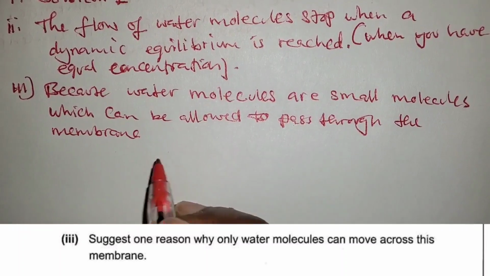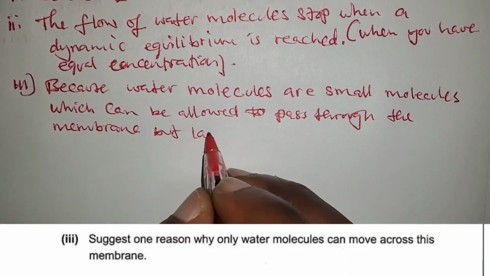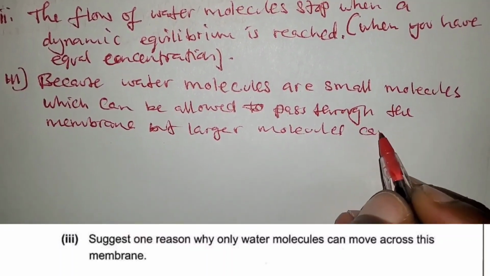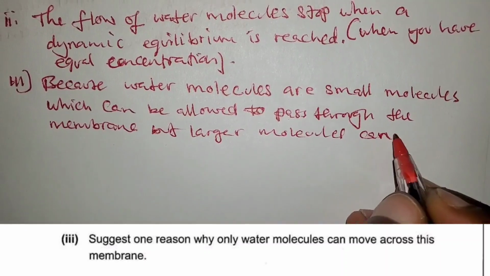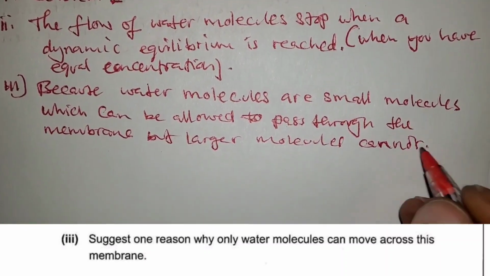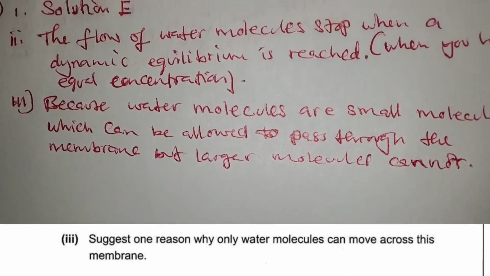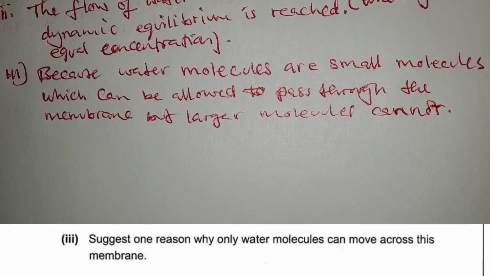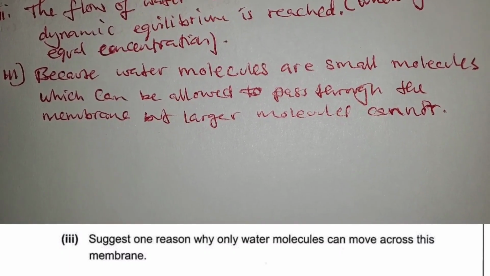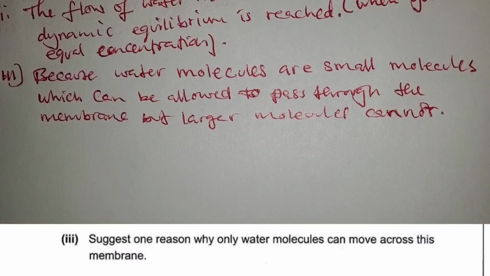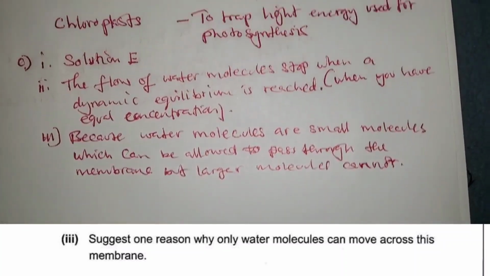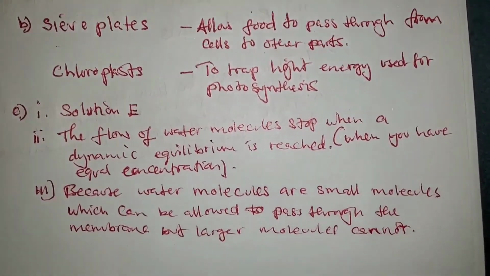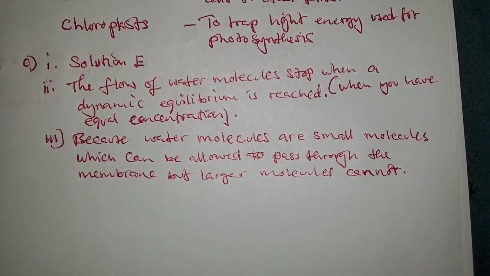but larger molecules cannot or are not allowed to pass through. It is selective: it selects which substances pass through and which cannot pass through the membrane. All right, that was the last question to this one. Let's go to the next question.